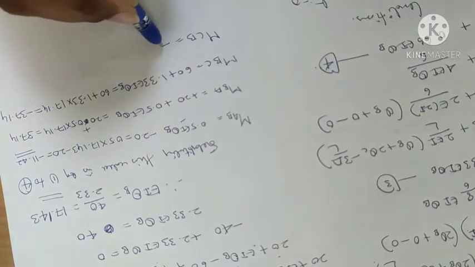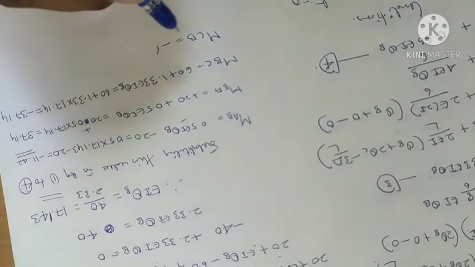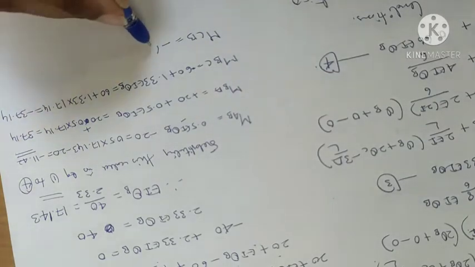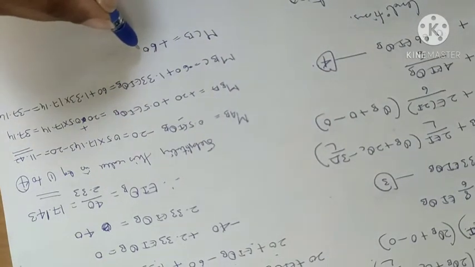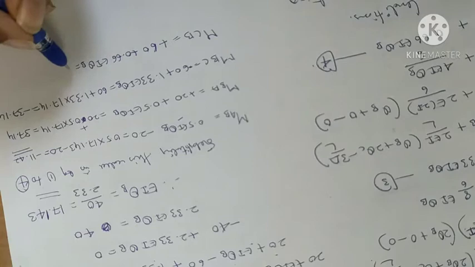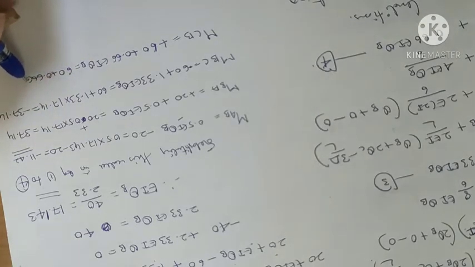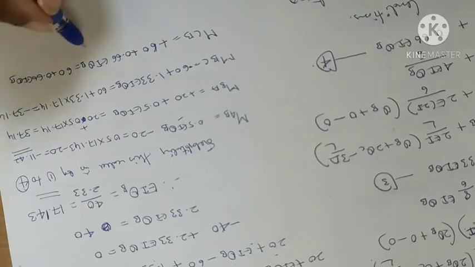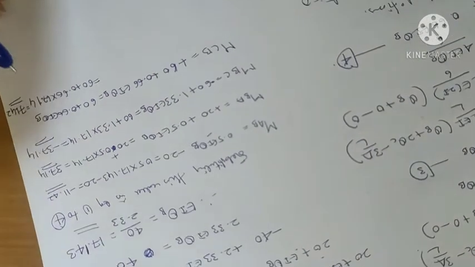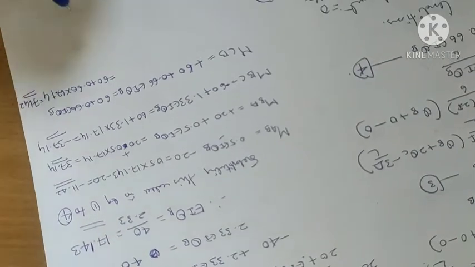MCB is minus 60 plus 0.66 EI theta B. So 60 plus 0.66 EI theta B. In place of EI theta B, substitute what? 60 plus 0.66 into 17.14. You will have 71.42. These are the moments that you are getting.